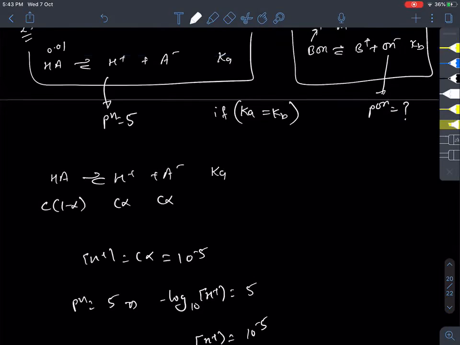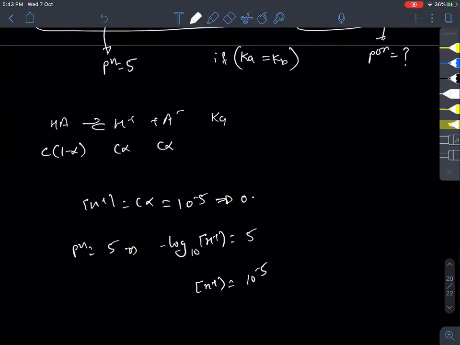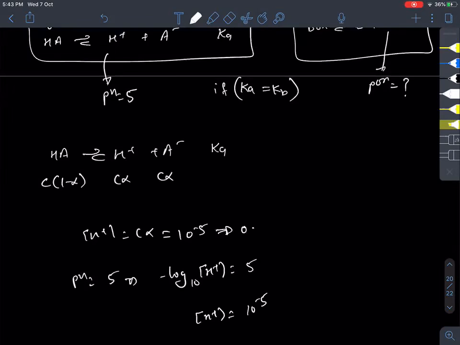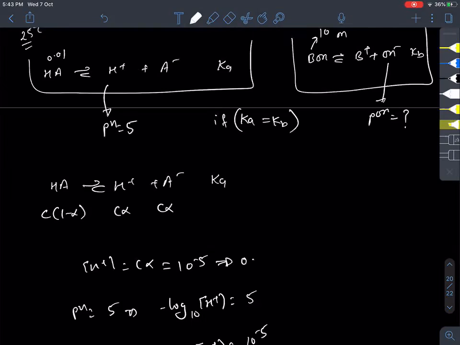What is the value of C given to us? 0.01. So use this: 0.01, that is C, into alpha is equal to 10 to the power minus 5. So from here what we got is alpha to be 10 to the power minus 3.